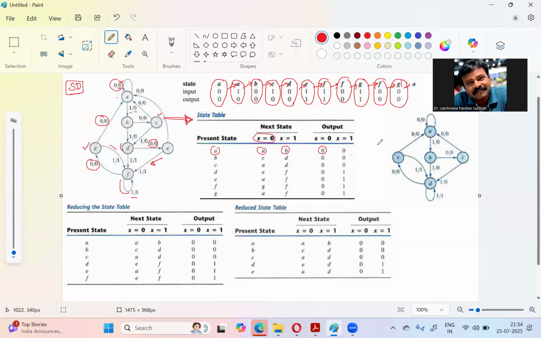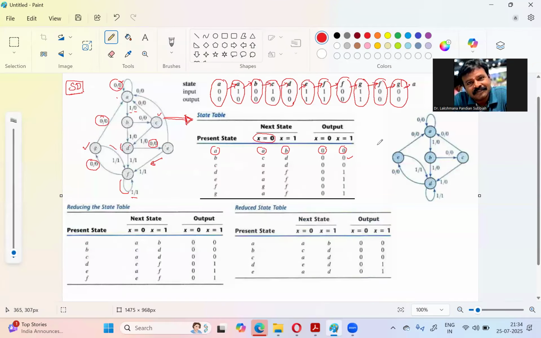The output is 0. Like you have to fill all state edges you have to draw. So all state outgoing edges we have to draw now. Outgoing edges A. Then we are having B. So B you are having now C and D. So for 0 it will go to C, by 1 it will go to D. Then the output is 0, 0. So this is the case.